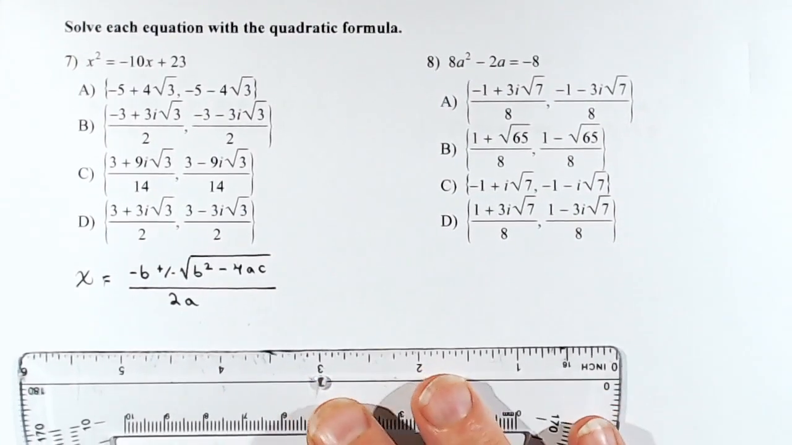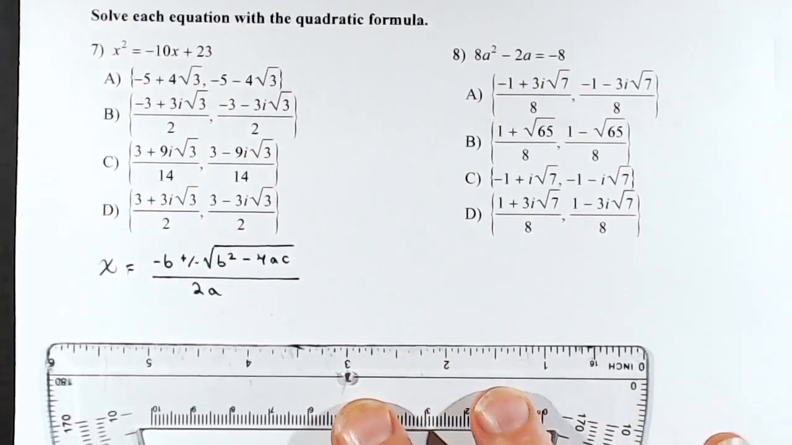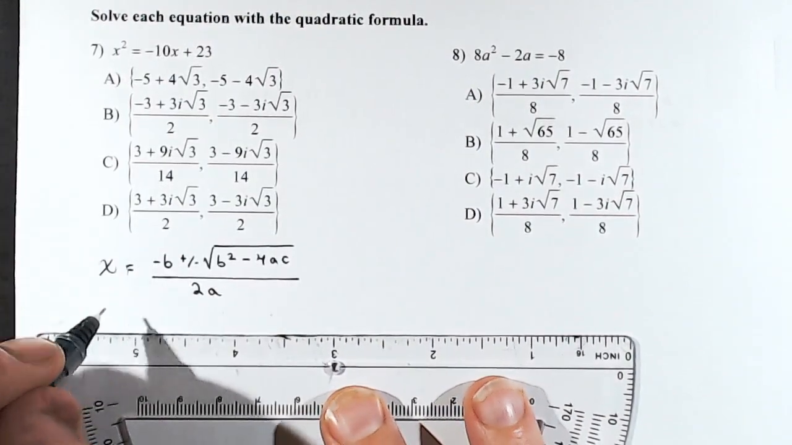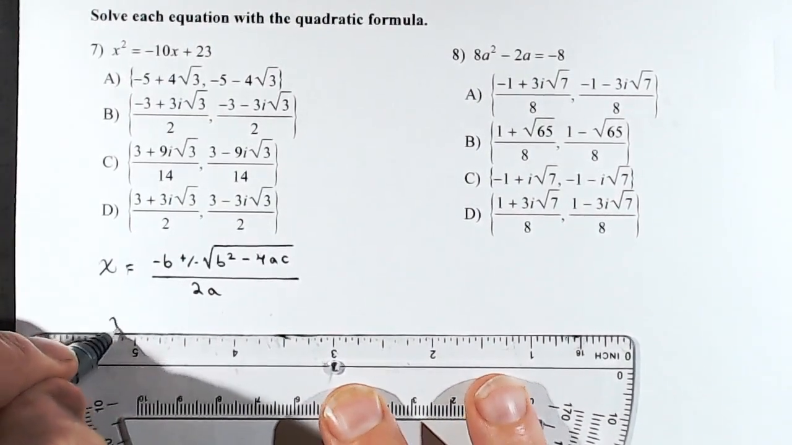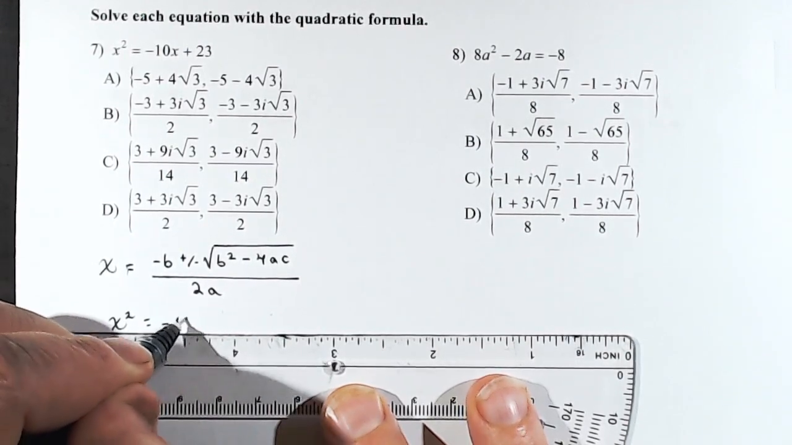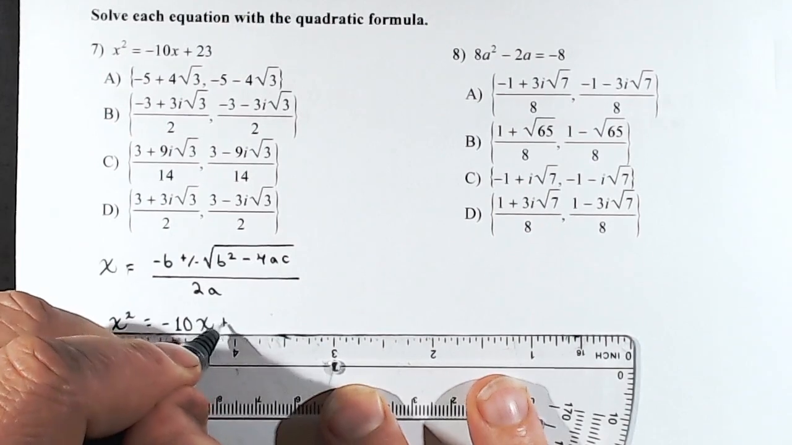So now that we've written the quadratic formula, let's write the equation that we were given, and we're definitely going to have to reorder terms. So we're given x squared equals negative 10x plus 23.